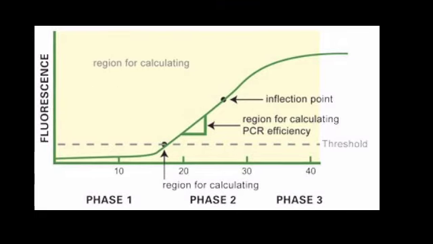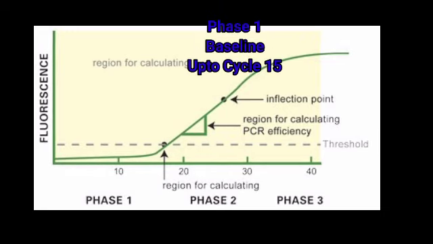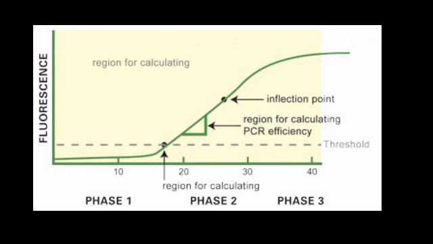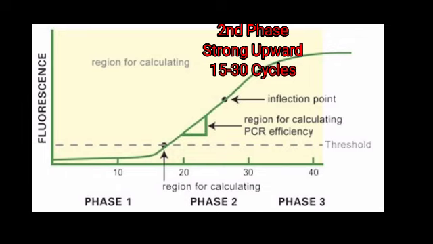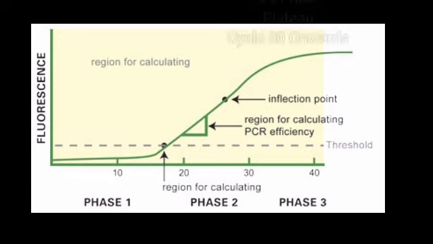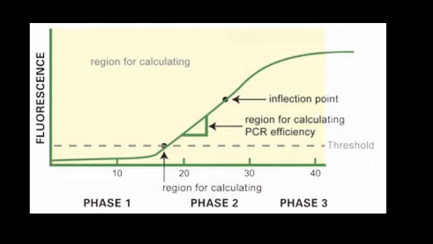The first phase, up to about cycle 15 or so, is near the baseline with a slow upward trend in the line. The second phase is a strong upward swing in the line between roughly cycle number 15 to cycle number 30 of our imaginary data. Finally, the third phase from about cycle number 30 onwards is a plateau phase where the amplification signal tapers off and ceases to grow.